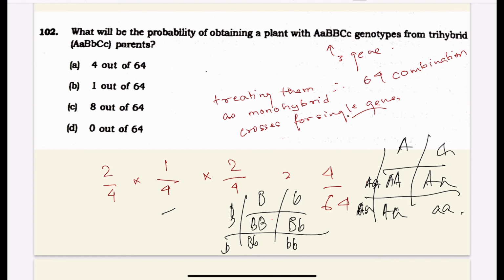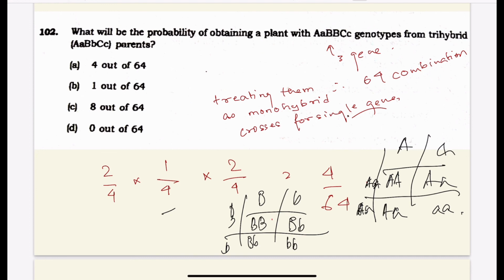So capital A, small a into capital A, small a will give you all of them. Here capital A, capital A, capital A, small a, capital A, small a, and small a, small a. So 2 of them will be heterozygous, and 2 of them will be homozygous. So for the A gene we want heterozygous, so it will be 2 out of 4, right? So 2 out of 4 is half.